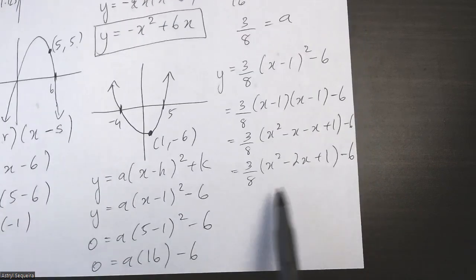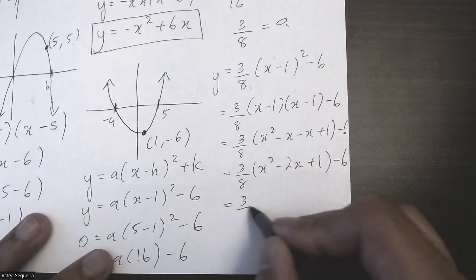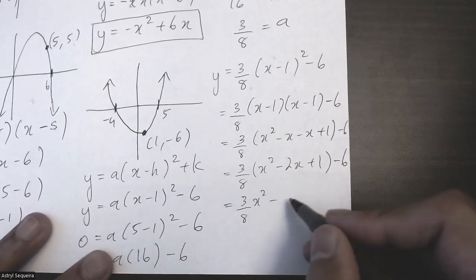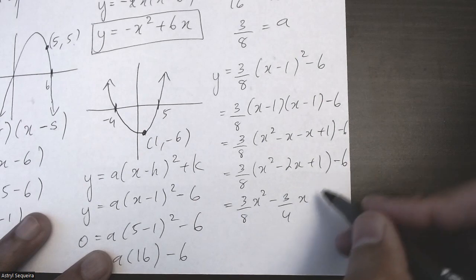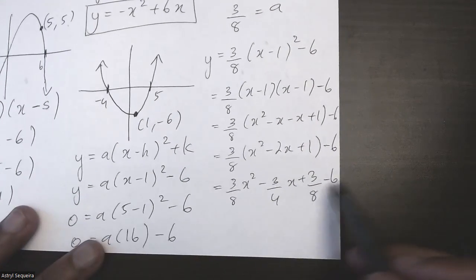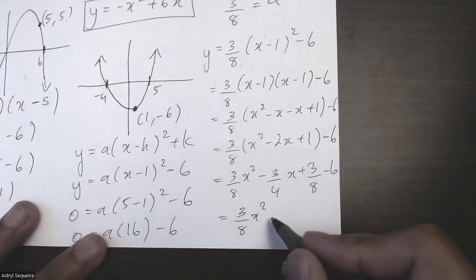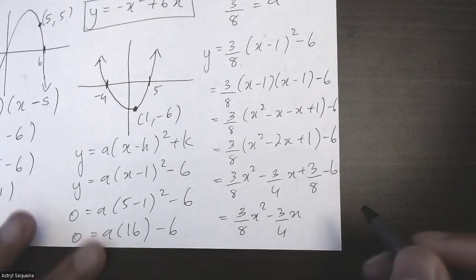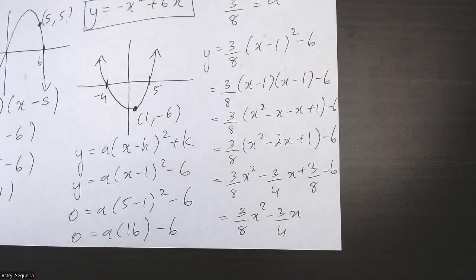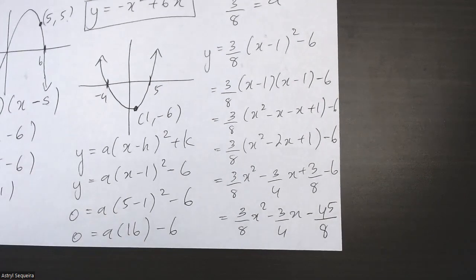Then we want to multiply the 3 over 8 into the bracket. So that's going to be 3 over 8 x squared minus 3 over 4 x plus 3 over 8 minus 6. And last step is we want to combine these two like terms. So 3 over 8 x squared minus 3 over 4 x. And then I'll do this in my calculator. 3 over 8 minus 6 is just negative 45 over 8. If you don't have a calculator, you just have to do a common denominator.